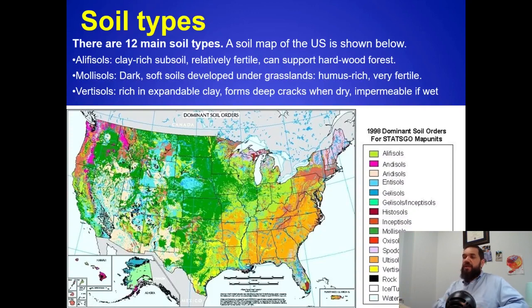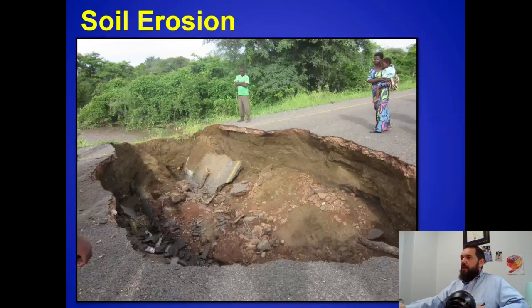Those are things that you have to read about in your book and try to look at this map and identify what kind of soil we are going to have here in Corpus Christi, and why is that important?